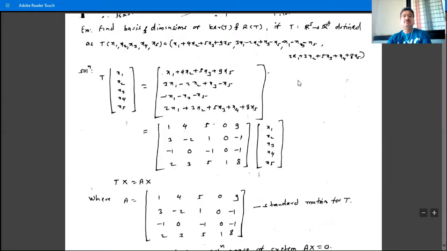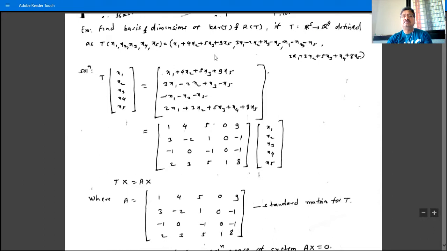Next example of kernel of T and range of T. Find basis and dimension of kernel of T and range of T. If T is a function from R5 to R4, defined as T of (x1, x2, x3, x4, x5). This is a 5-tuple, that is, the domain is R5.